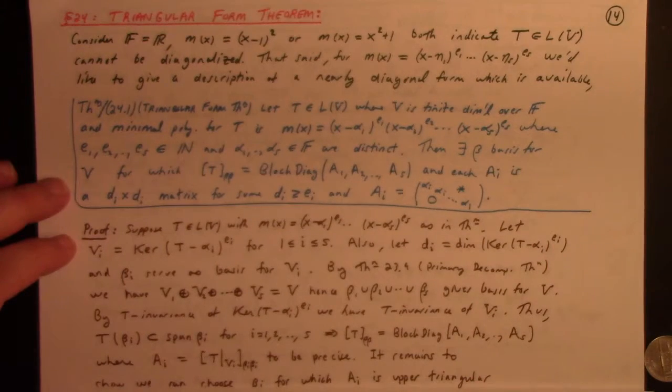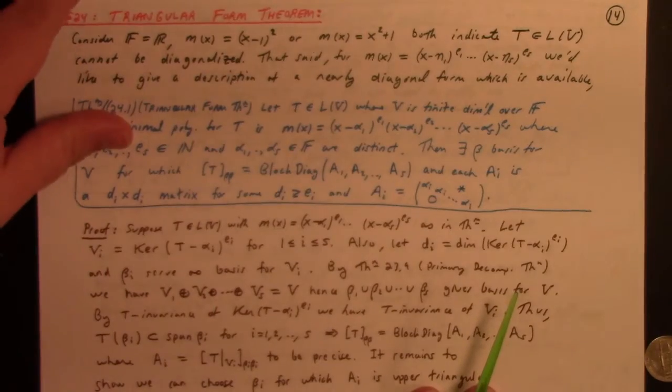So you can consider the restriction of T to one of these subspaces as a linear transformation in its own right, in fact, an endomorphism of V_i, which then will have a dimension of V_i by dimension of V_i size matrix, in other words, d_i by d_i, to be precise. Now it remains to show we can choose beta_i for which A_i is upper triangular, as claimed. Let's see how that goes.